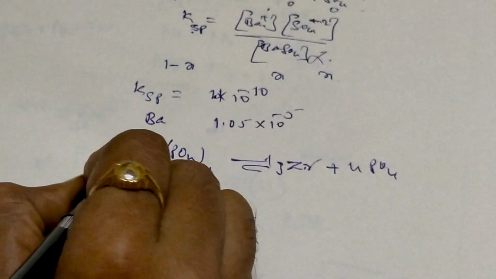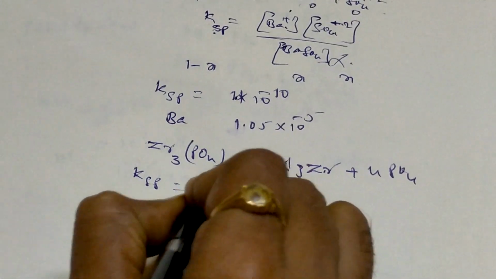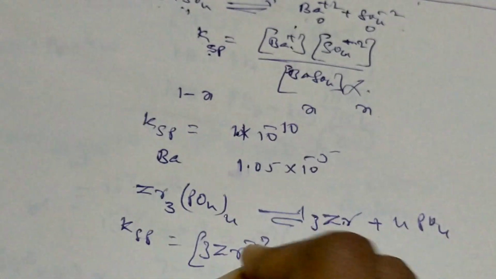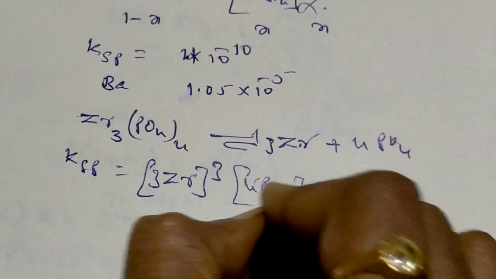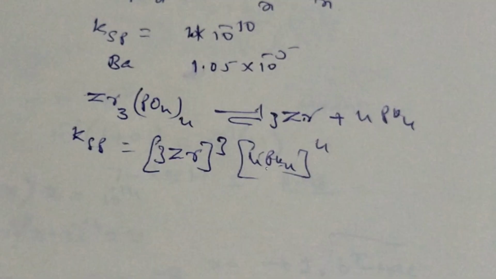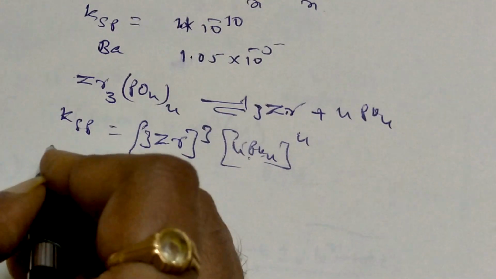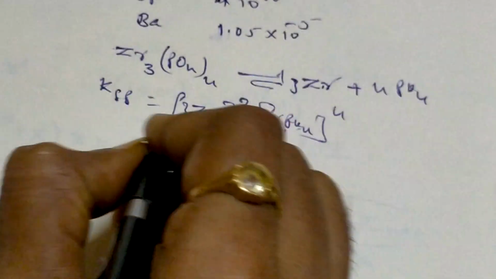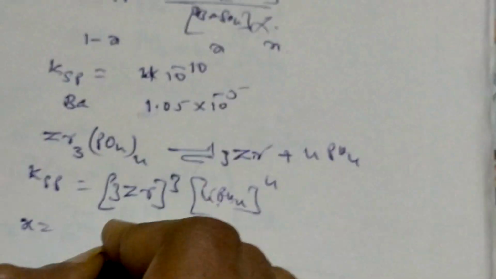So the Ksp will be zirconium 3 (3x) whole cube into 4 PO4, into 4 concentrations. PO4 means it is a 4. All together it will be the seventh root of 3 plus 4, 7. So finally, for each individual value, if you see what x equals, there are multiplications and all these things.